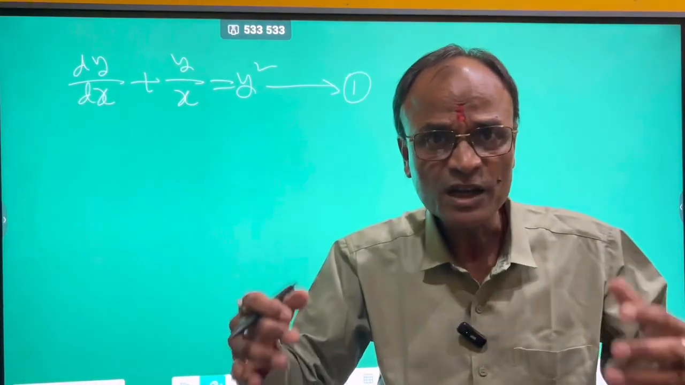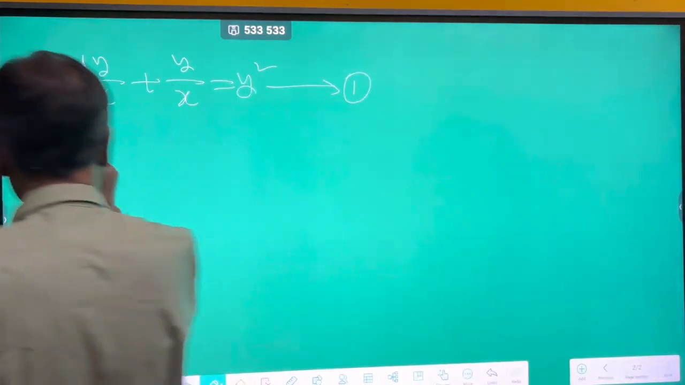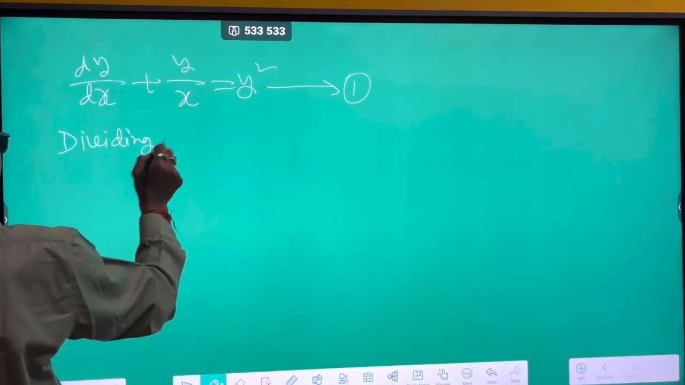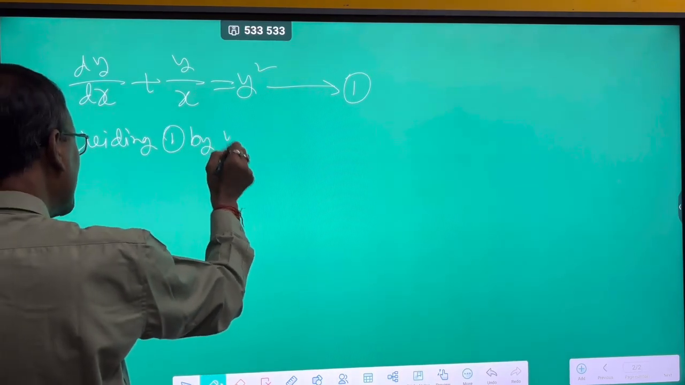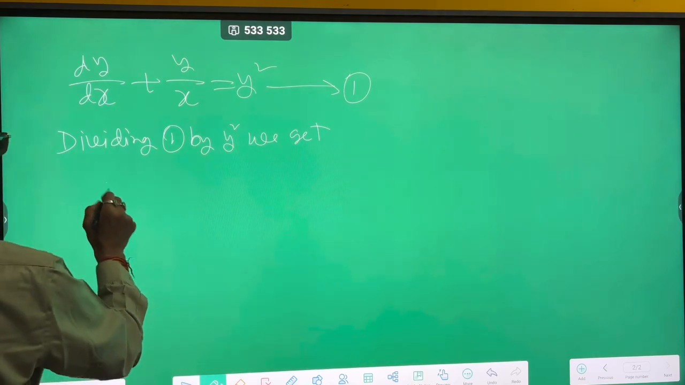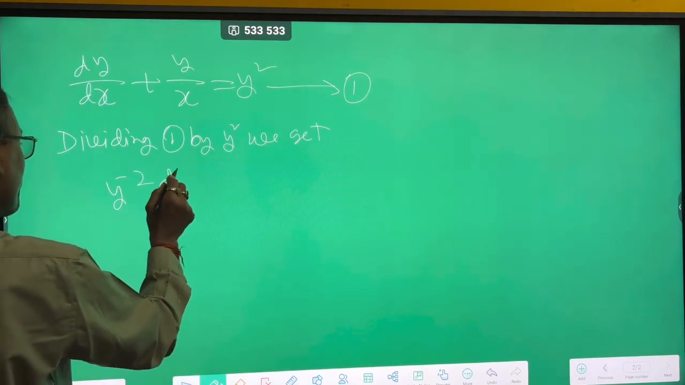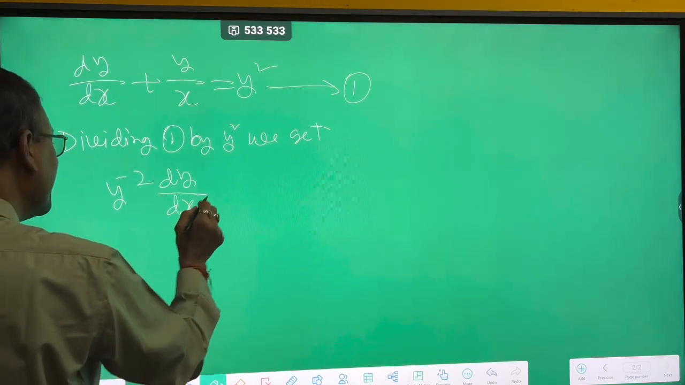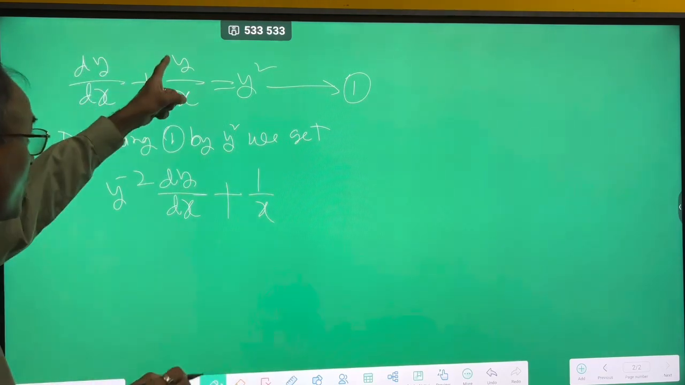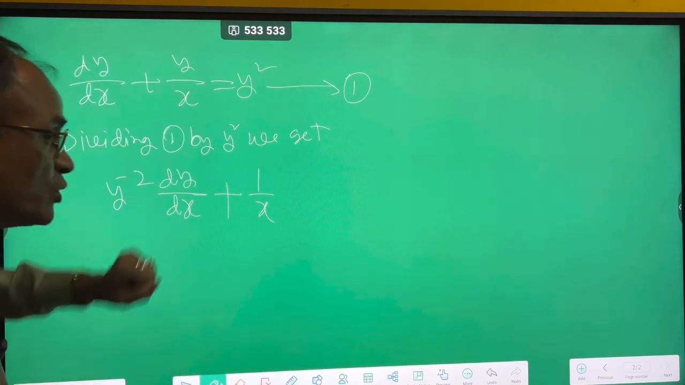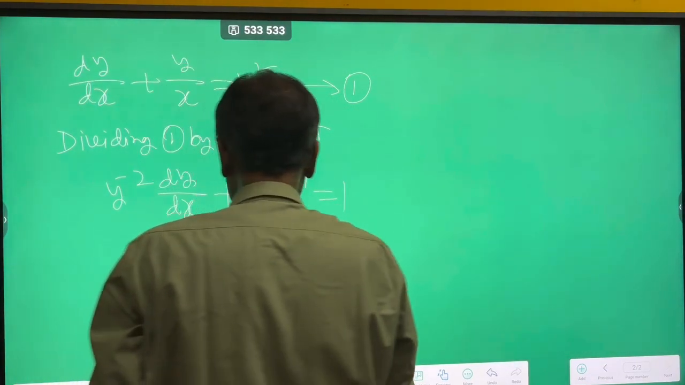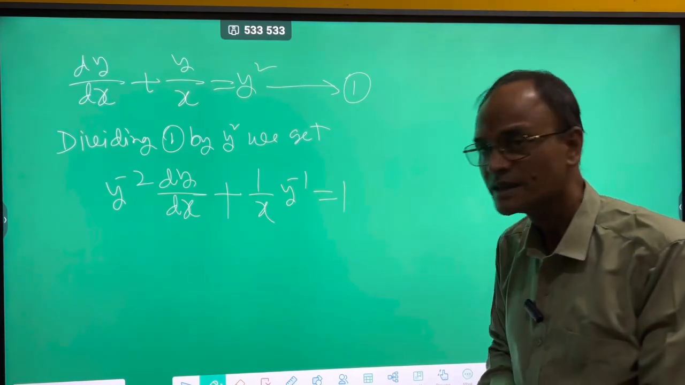Dividing by y square, we get y to the power minus 2 dy by dx plus 1 by x, y by y square means 1 by y, means y to the power minus 1, equal to 1. You will get this one.